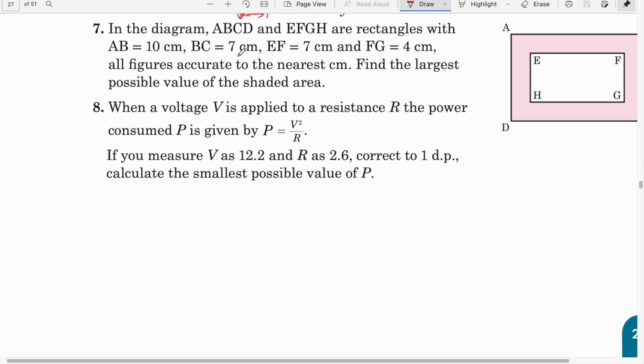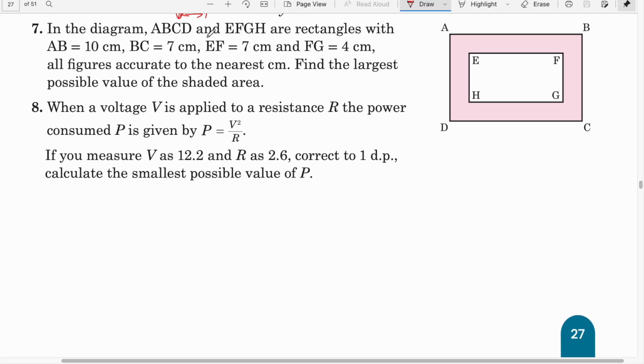Number 7. In the diagram ABCD, the outer rectangle and EFGH inner rectangle are with sides AB is 10, BC is 7, EF is 7, FG is 4. All figures accurate and correct to nearest centimeter. So plus minus what? What do we add and subtract?